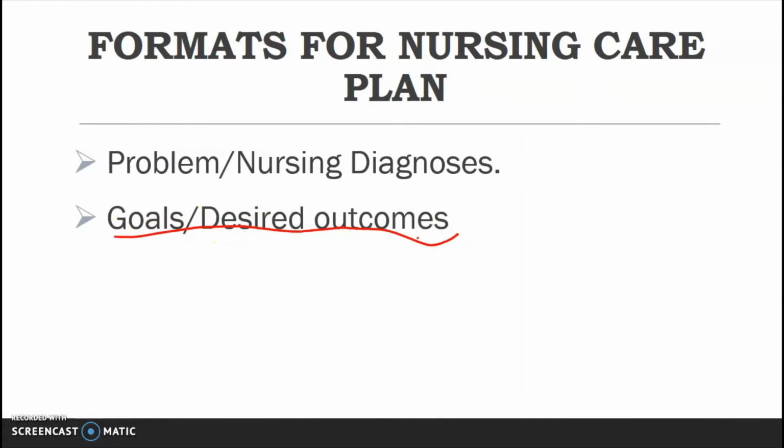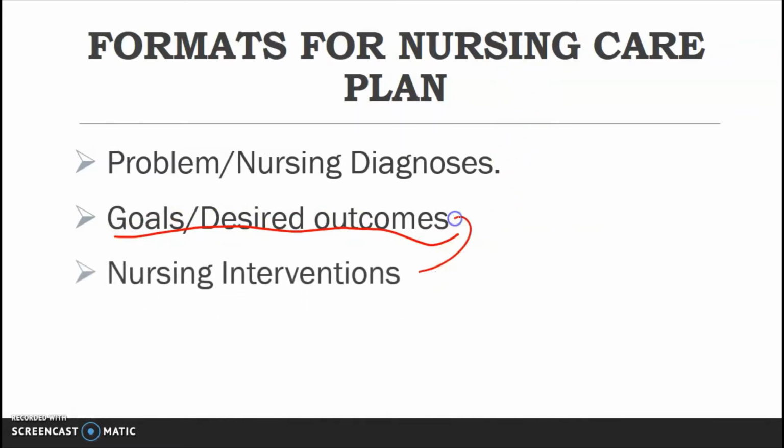Okay, we have to have the goals or the desired outcomes. The third one is the nursing interventions that will now achieve the goals to address the nursing diagnosis, which is the problem. And the last one is the evaluation. Evaluation is basically the things that we need to check in order for us to know if we are able to achieve the goals or the desired outcomes that we have set.